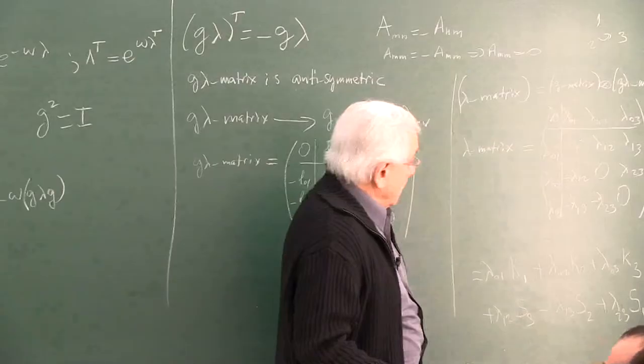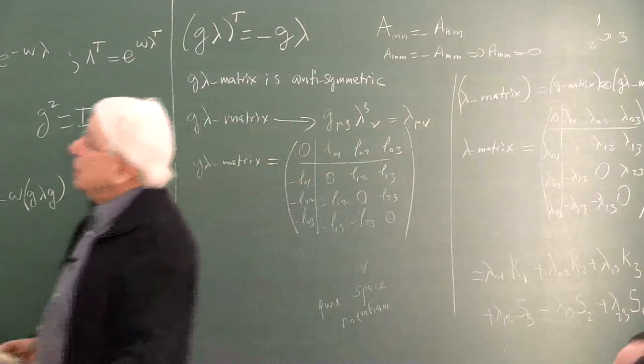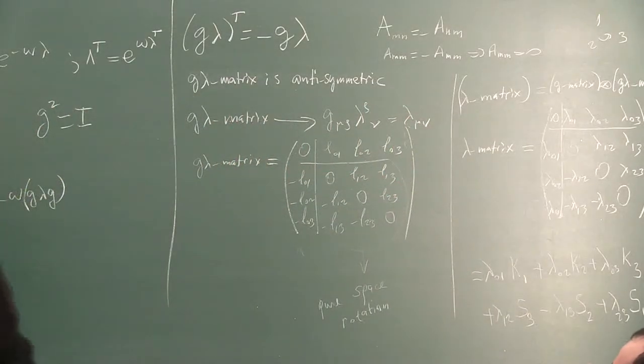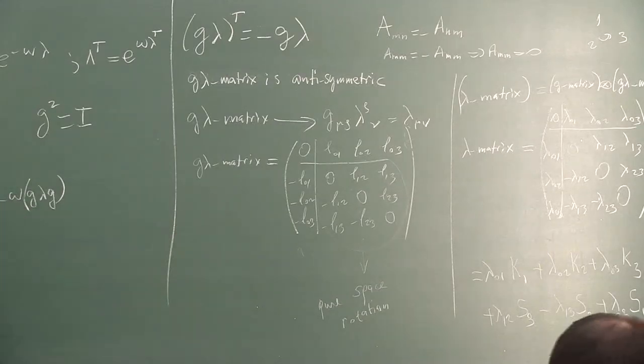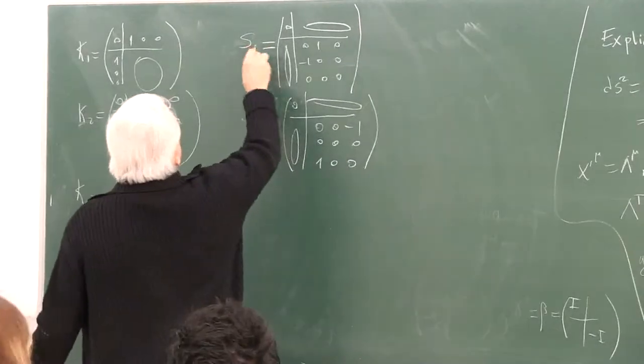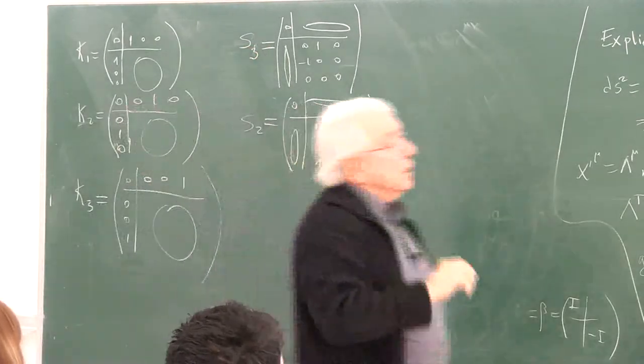On the left side, the match is not an issue. S1. Okay, let me check. S3. That's S3. Okay, this is what you are talking about, right? Yeah. Okay, it's the wrong label: S3, S2, and S1.